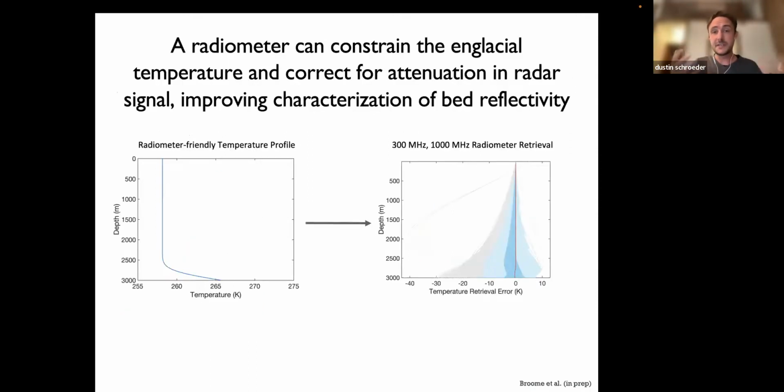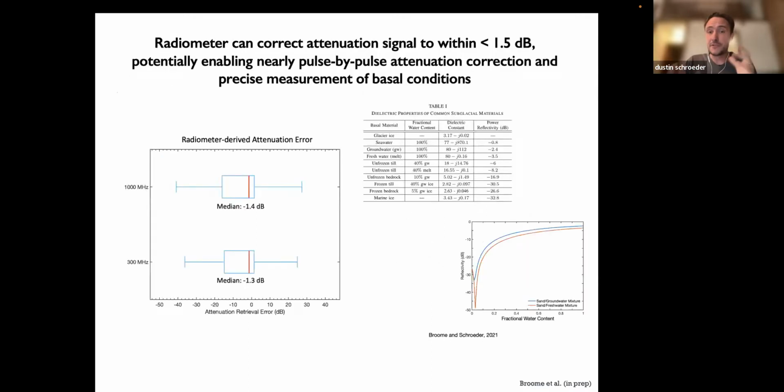So she goes through initially and says, okay, let's start and say, can we correct, for the purpose of correcting attenuation, how good does the radiometer need to be? For areas where you have a nice radiometer-friendly temperature profile, it's great. The radiometer does a great job with its model-based retrieval of the temperature with depth, and you can see these temperature errors on the right get small, and it does a great job of correcting the attenuation.